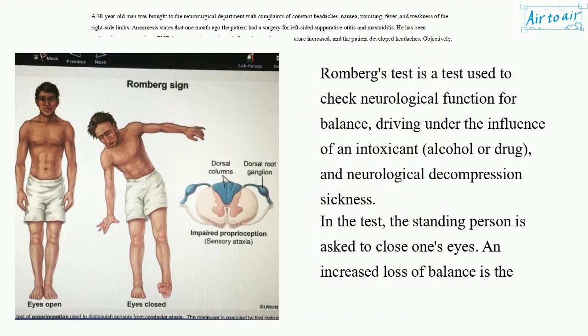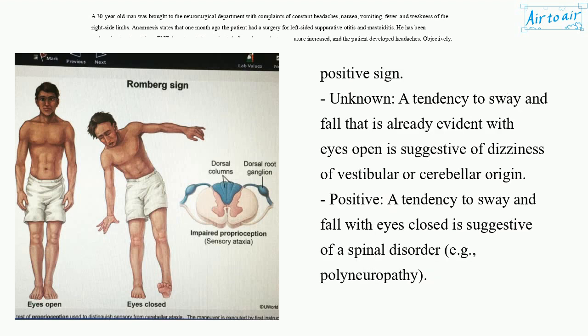Romberg's test is a test used to check neurological function for balance, driving under the influence of an intoxicant, alcohol or drug, and neurological decompression sickness. In the test, the standing person is asked to close one's eyes. An increased loss of balance is the positive sign. A tendency to sway and fall that is already evident with eyes open is suggestive of dizziness of vestibular or cerebellar origin. A tendency to sway and fall with eyes closed is suggestive of a spinal disorder, e.g., polyneuropathy.